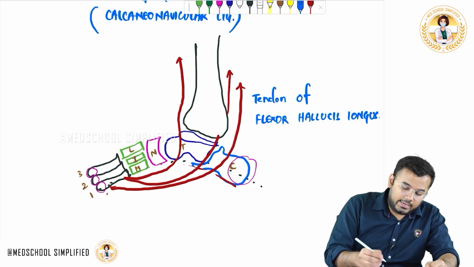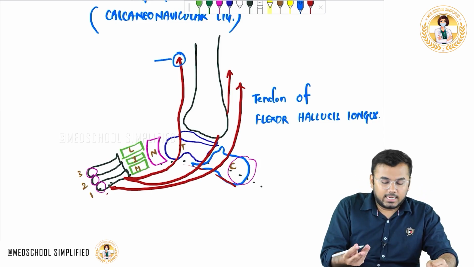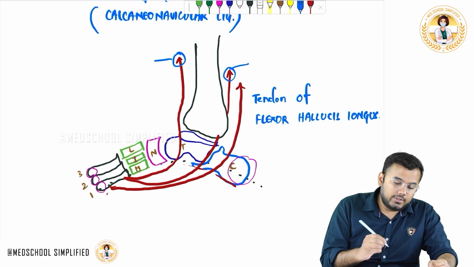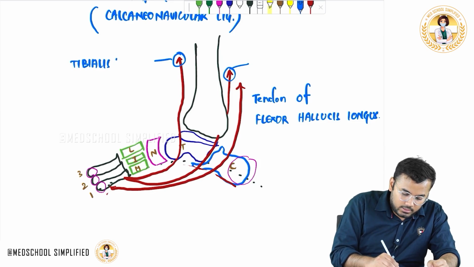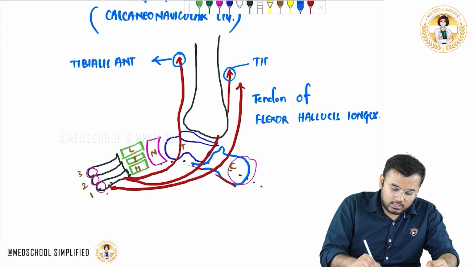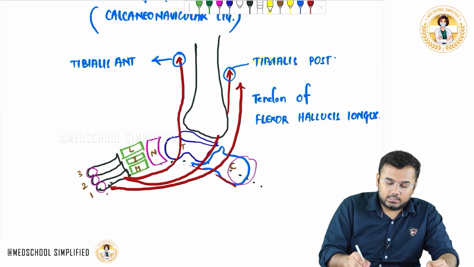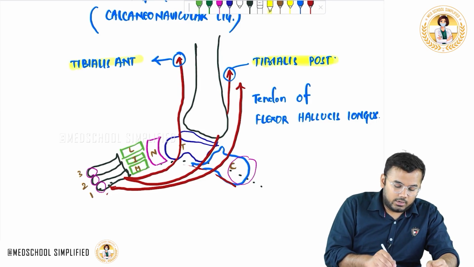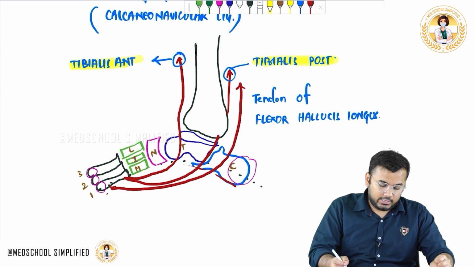So the muscle going anterior to the tibia is called the anterior tibial muscle, tibialis anterior. The one going on the back of the tibia is called tibialis posterior. So here you have tibialis anterior, right, and this is tibialis posterior. So these are some of the important things you need to know.